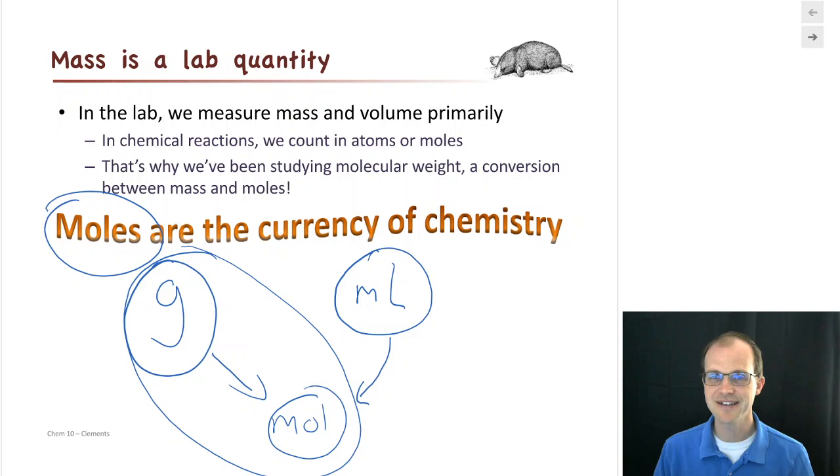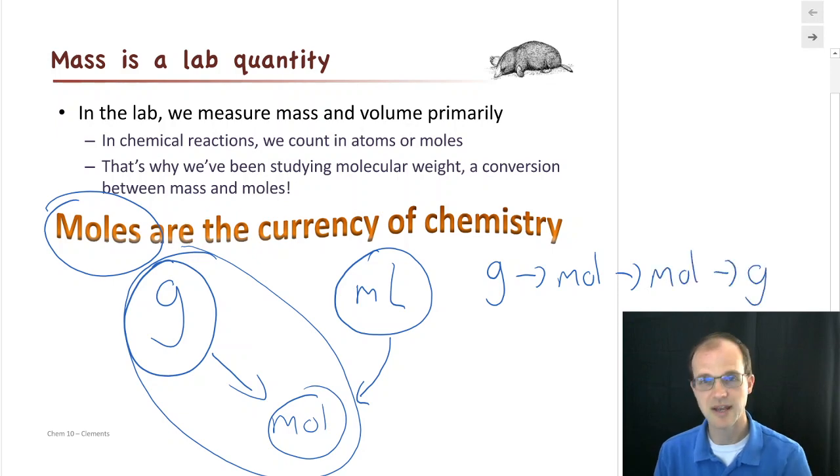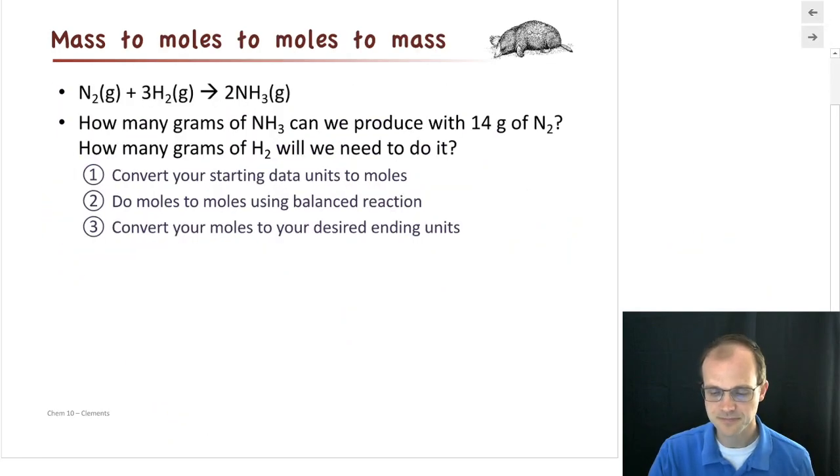But then at the end, what are we going to do? Well, we're going to see, did we make the product we thought we would? How are we going to measure that? We're going to measure that in grams. So we're actually going to have to convert our answer back into grams. And so the whole process, people sometimes talk about it like this: grams to moles to moles to grams. And we'll highlight that a little bit more. If it doesn't make sense right now, hopefully it'll make sense by the end of this video.